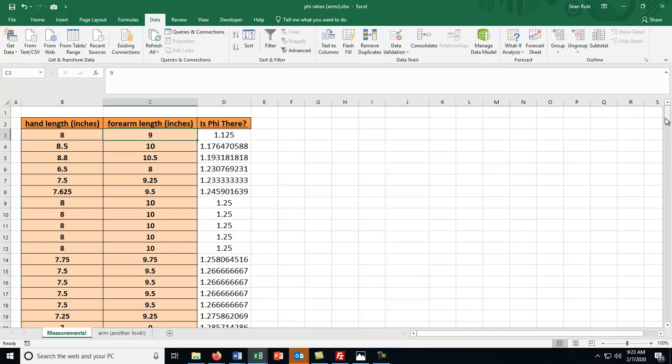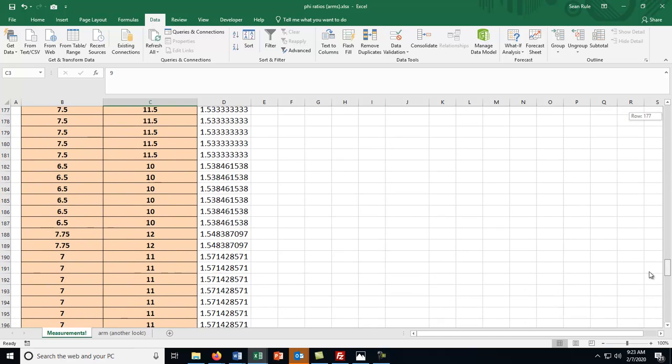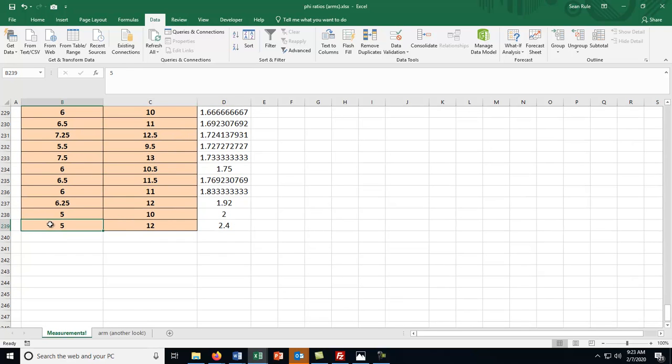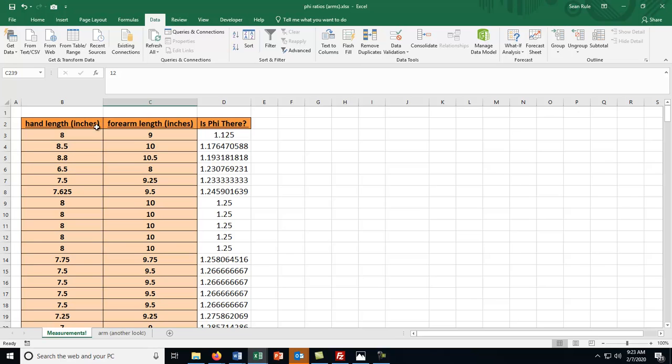And the largest value is all the way at the bottom here at 2.4. Someone had a hand length of 5 and a forearm length of 12. So when you sort it by expanding, it also includes the cells that are adjacent to it and brings them along for the ride. Okay, that should be a little bit easier for you to sort through and look to see what kind of mathematics you got going on.